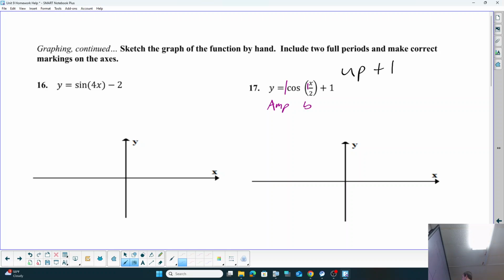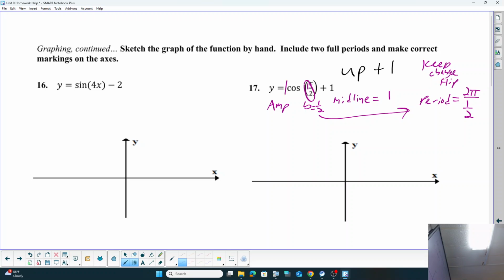Our B value is a half. And we have a midline of up 1. Okay, let's start with the period. So the period is 2 pi over the B value, 1/2. We're going to keep, change, flip. Keep, change to multiplication. And then flip.